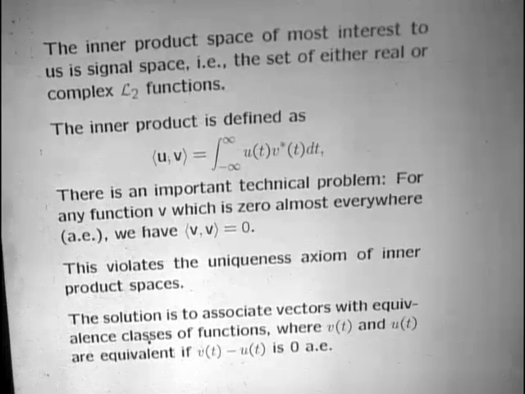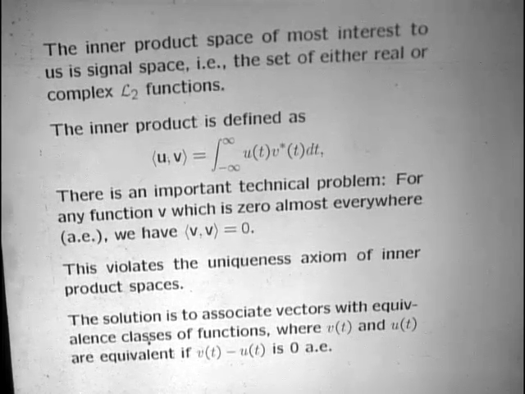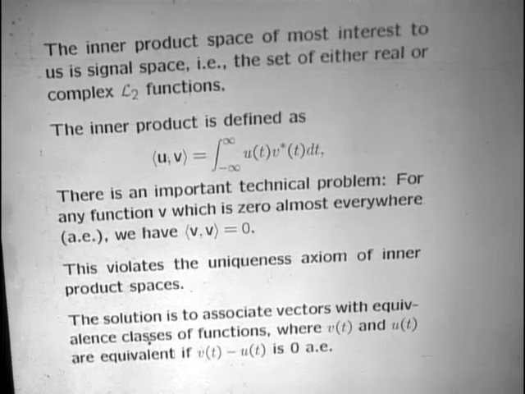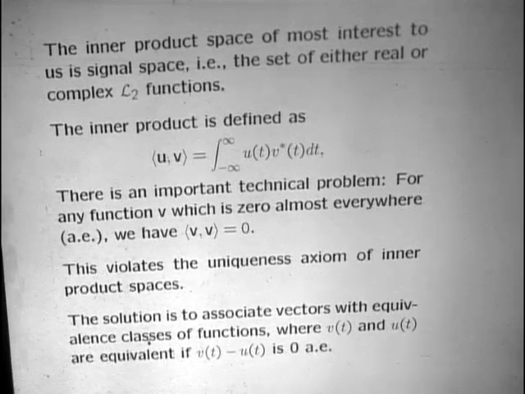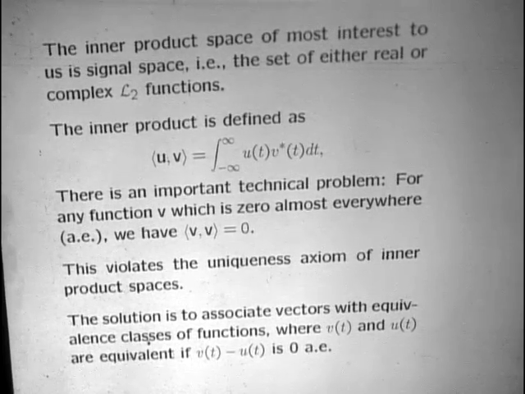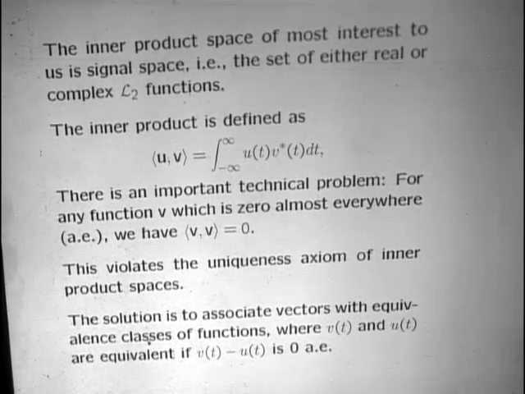And if you look at it, can anybody spot what it is? No, of course you can't spot what it is unless you read the notes and you know what it is. One of the axioms of an inner product space is that the only vector in the space which has an inner product with itself, a squared norm equal to 0, is the 0 vector.